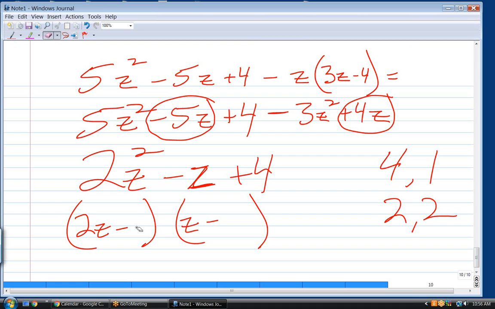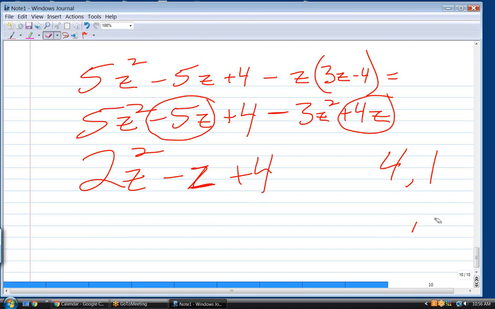In other words, there are no whole numbers I can put here that are going to multiply together to give me this. So if it doesn't factor, I'm not going to factor it. That is actually the answer in the book. It's a multiple choice, and this is one of them. Okay? So sometimes you end up with a quadratic that does not factor.